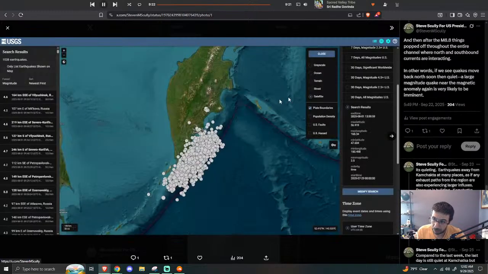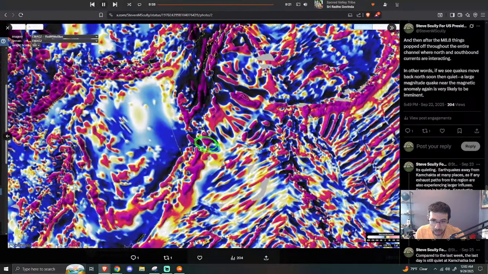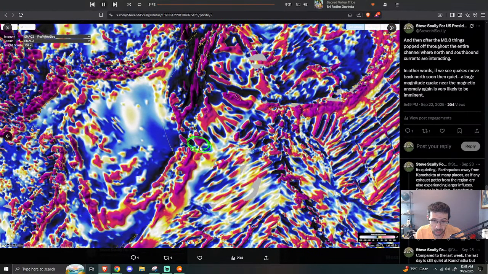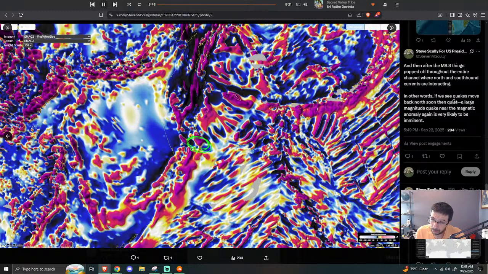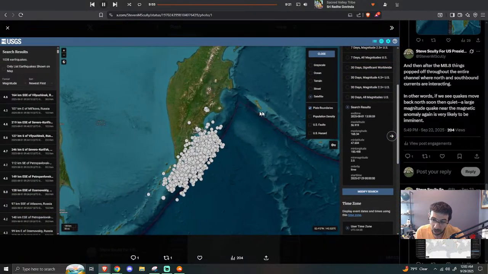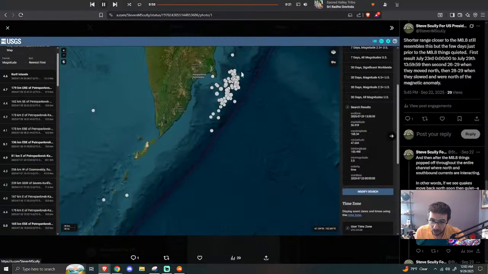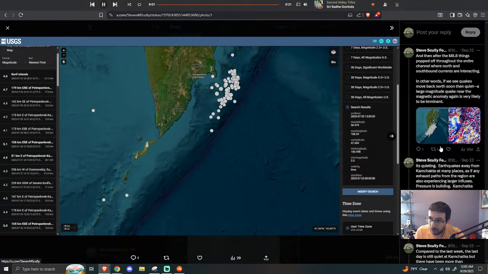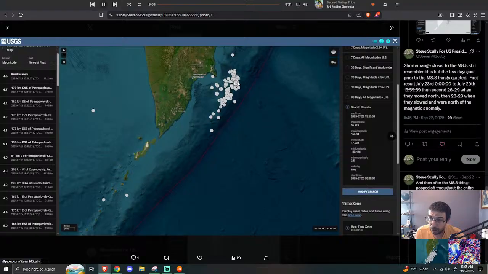And then after the 8.8, it shifted to this whole region that's super bounded. And then interestingly, it has this diagonal here, cluster over there, which I haven't really thought about in particular, which all relate to this magnetic anomaly. Then I said if we see quakes move back north soon, then quiet, because that's generally what happened. They moved back north. They were like this over a week, about.